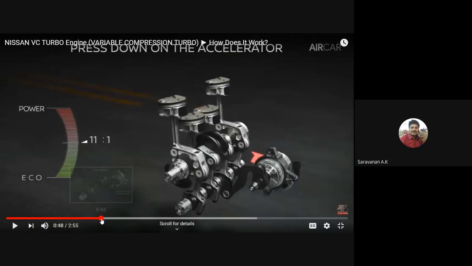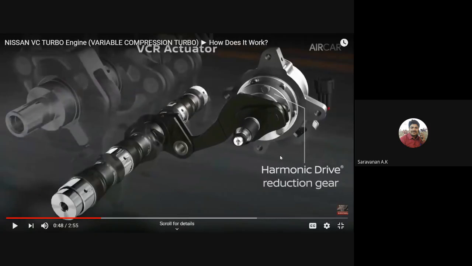Note that the first device is the harmonic drive, which is a reduction gear. It is the main part, and due to this part, the volumetric changes will occur. So you may remember this is the first part, the harmonic drive reduction gear.